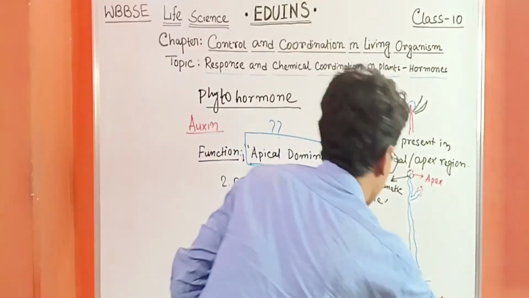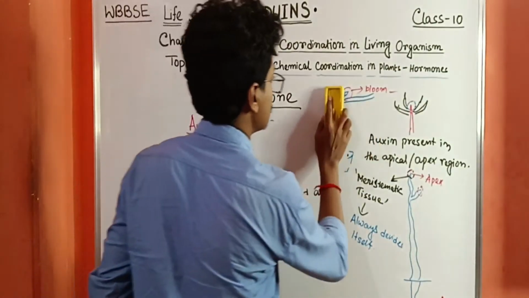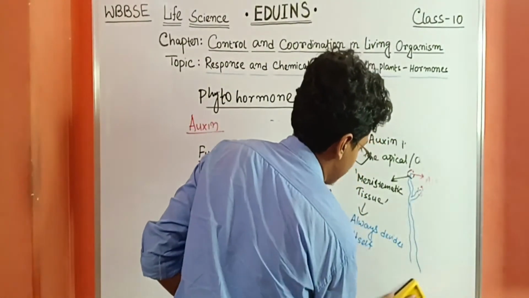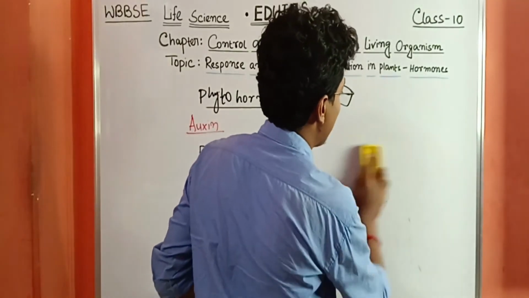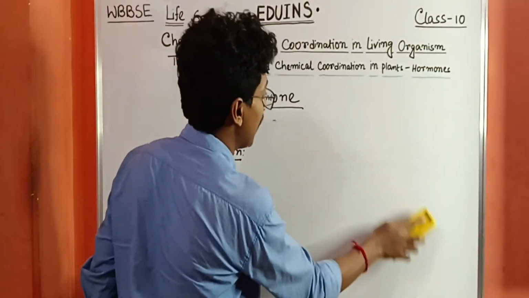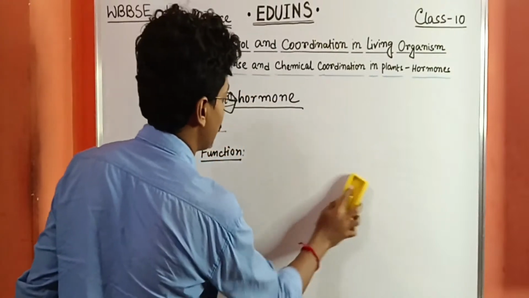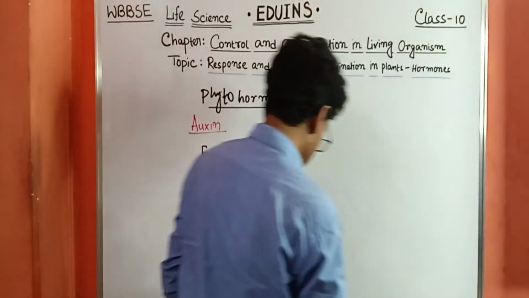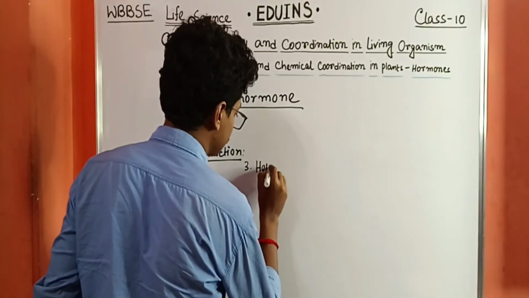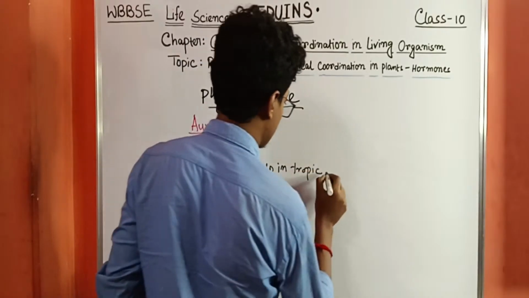Thirdly, the third function is to help in tropic movement. In the previous class, I concluded with one word that phytohormones help in tropic movement. How? Number three is help in tropic movement.